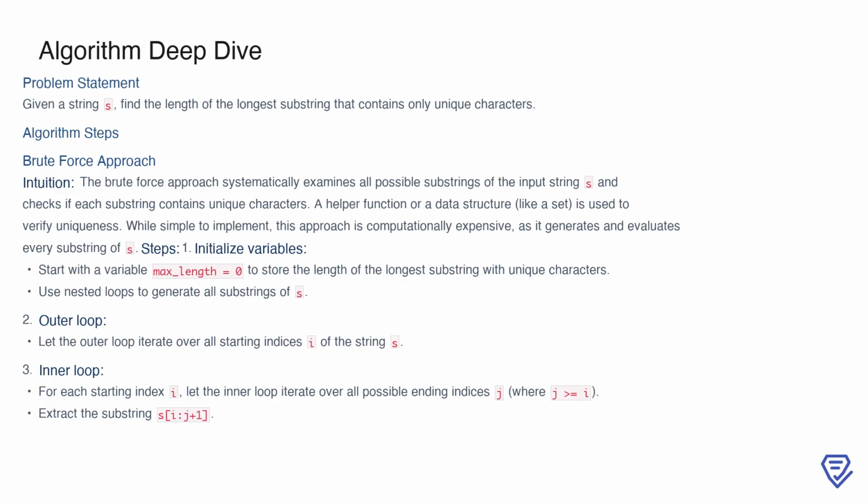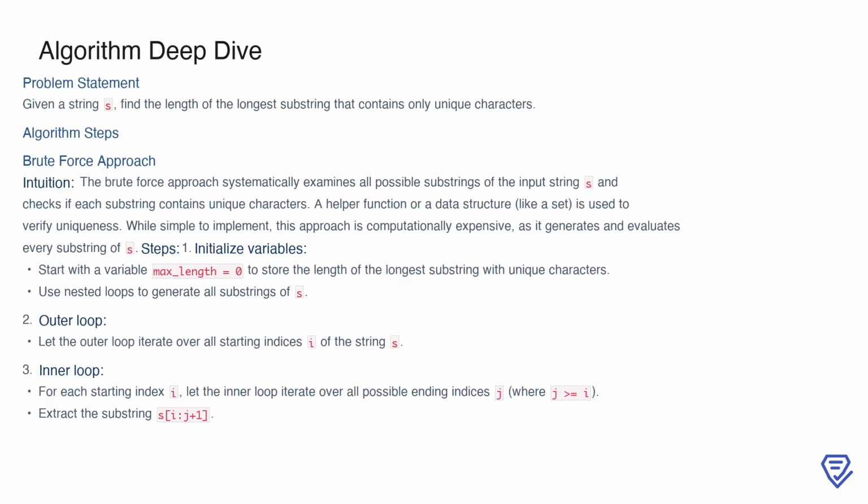To implement this, we start by initializing a variable, max_length, to keep track of the longest unique substring we find. Using nested loops, we systematically generate all possible substrings. The outer loop iterates through each potential starting index of the substring, and the inner loop iterates through all possible ending indices for that starting point.